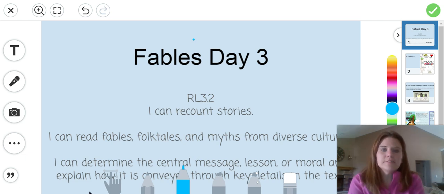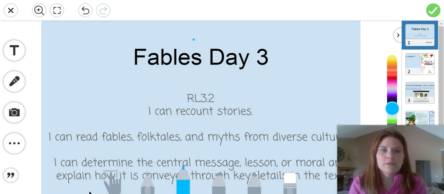Hey, third graders. Today we are going to continue working on RL 3.2 and we are continuing to look at different fables. Today our job is going to be to really focus in on the moral of the story. So remember, the moral of the story is the lesson that the characters learn because of some of the actions that they made during the story. So we are going to think about what the moral of the story is. So that's going to be our first job.